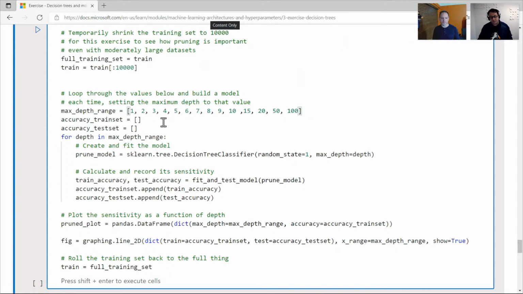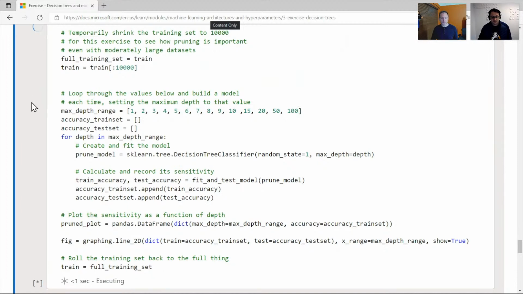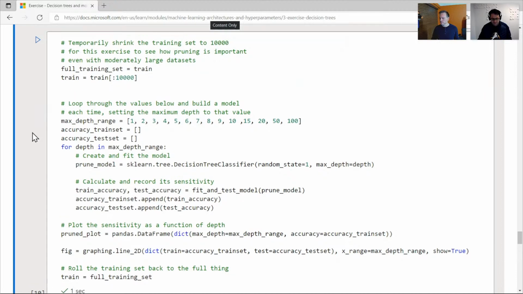Yeah. So if we look at this code block, what we're essentially doing is executing the same model as before, but we've got an array where we're defining a number of values for the maximum depth range, and we'll graph it. So when we can see the range of data, we can actually see where we need to prune as well. So we'll run this, it'll execute all of it, and we'll end up with a graph at the end.